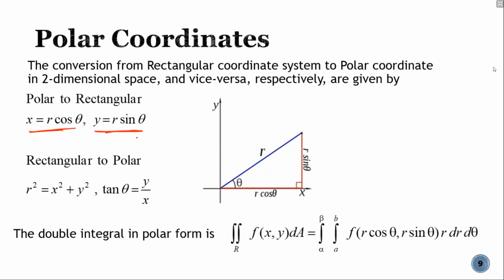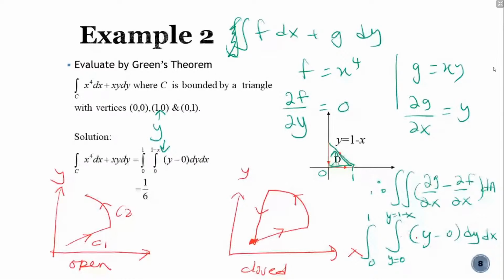This one is fixed, where r square is equivalent to x square plus y square from the circle properties, and here tangent theta is y over x. Meaning instead of using x, y variables, now you use r and theta variables. Because x is r cos theta, y is r sin theta, so r and theta. And you need to change this dA now with r dr d theta. Okay, you need to put it. Now back to our previous examples.